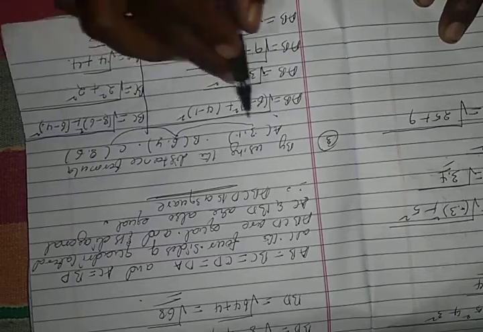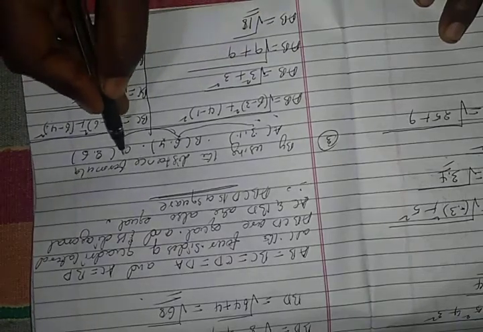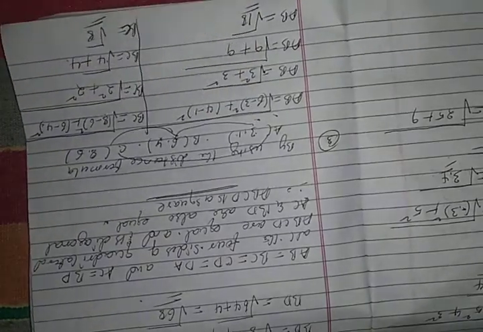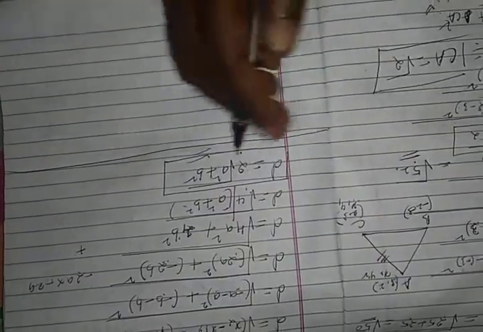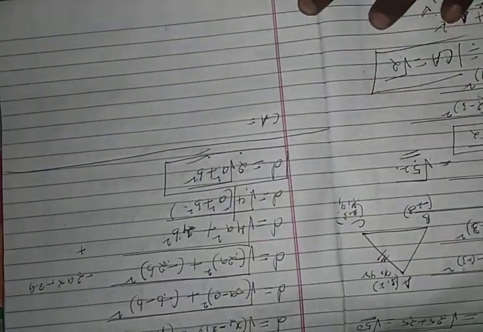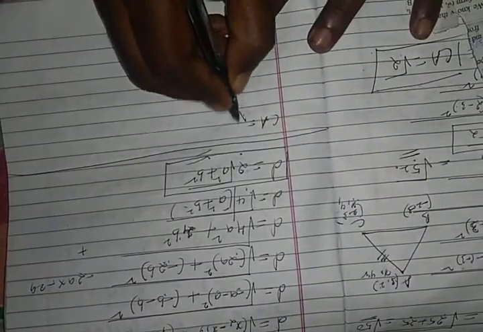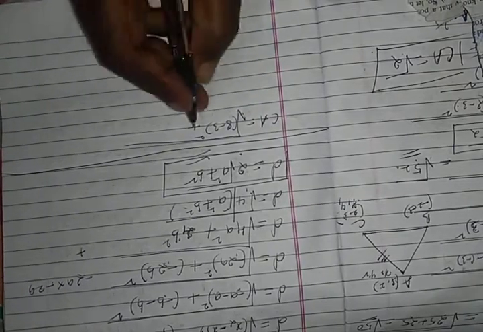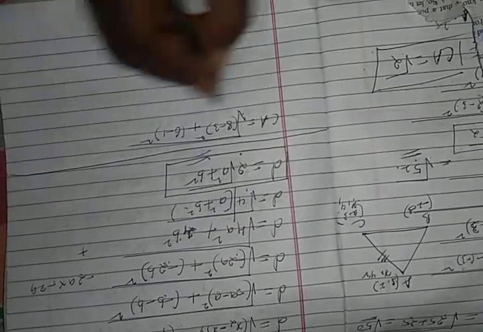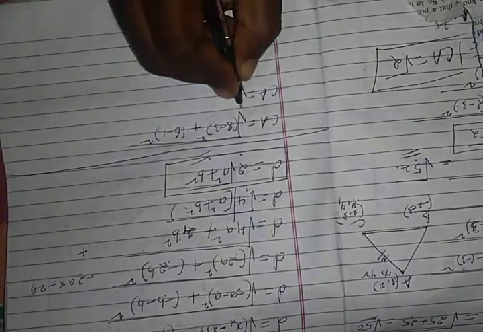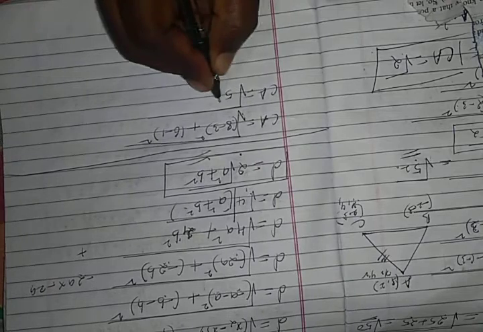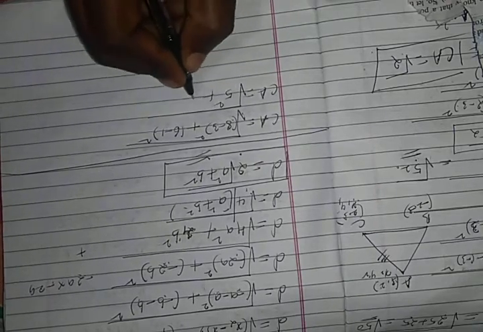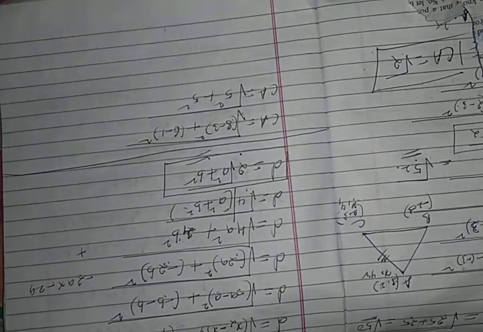Then AB, BC. So we have to find out CA. Let us see CA. The coordinate points of CA give (8 minus 3) whole square and then (6 minus 1) whole square. Then CA is equal to square root of 8 minus 3 is 5 square, 6 minus 1 is 5 square.